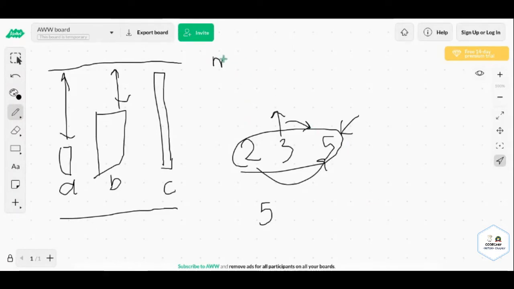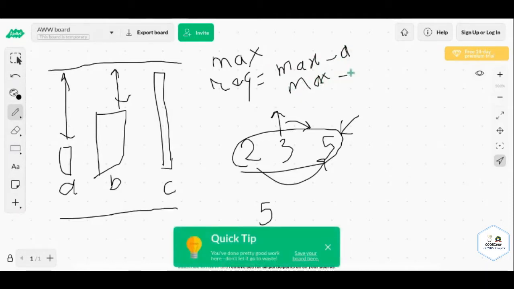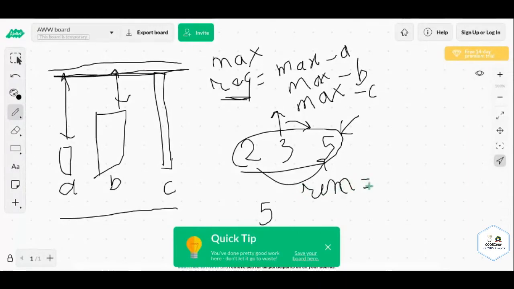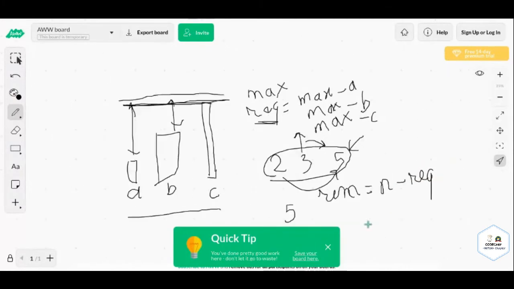Let's say this is the maximum of our coins, so our requirement of coins will be maximum minus A, plus maximum minus B, and maximum minus C. This requirement is the number of coins to make all these equal to the maximum of A, B, and C. After that, we have remaining coins from N, that will be N minus requirement.